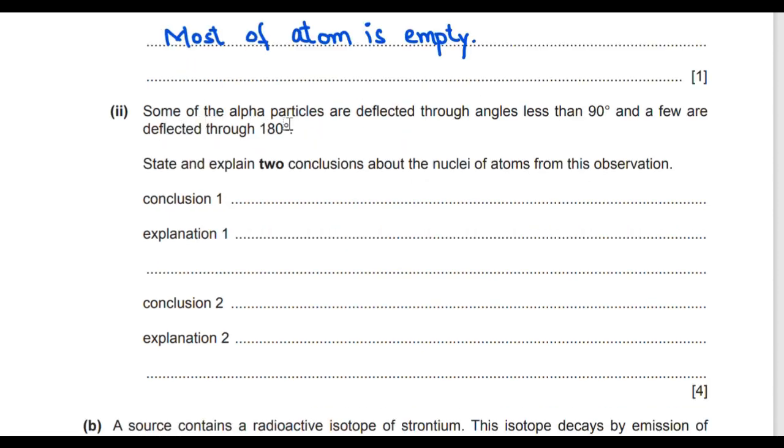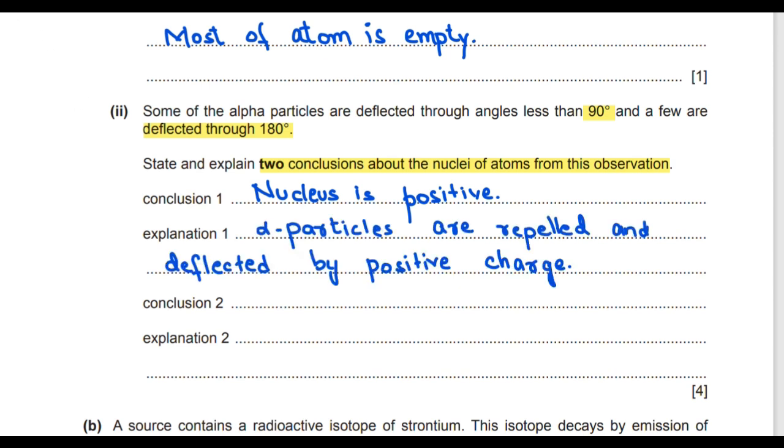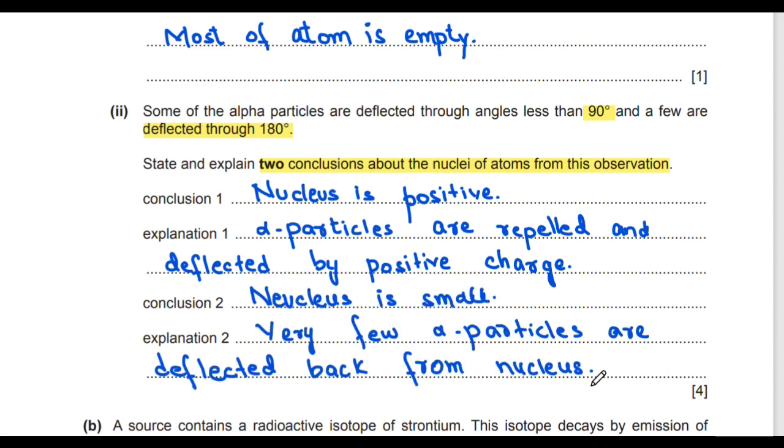Second part says some of the alpha particles are deflected through angles of 90 degrees and a few are deflected through an angle of 180 degrees. State and explain two conclusions about the nucleus of an atom from this observation. So I have already told you that the nucleus is positive because alpha particles are repelled and deflected by a positive charge. And the other conclusion is that the nucleus is very small because a very small number of alpha particles were scattered back and deflected back from the nucleus.